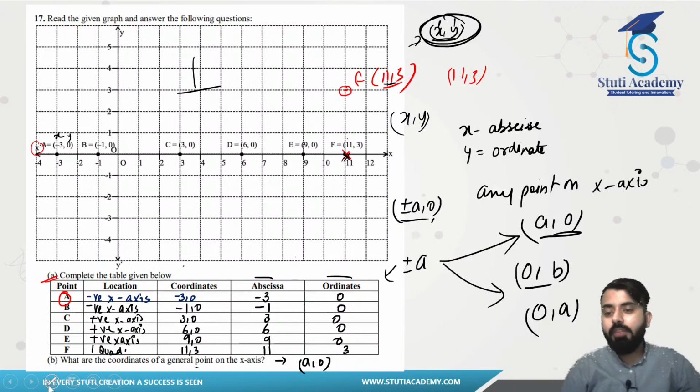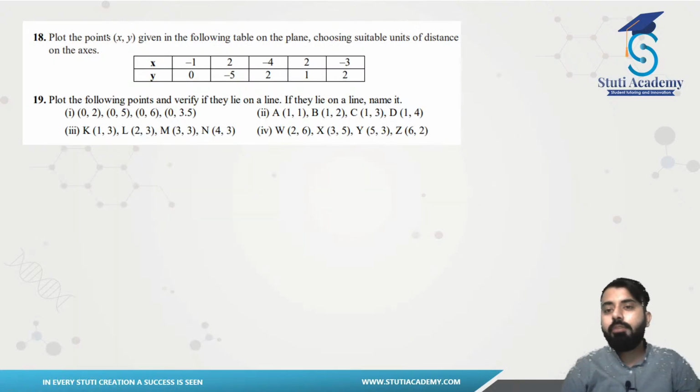Now let's see what we have in our 18th sum. We have to plot these points and we have to use suitable units for the distance on axis. Now guys, see, they have asked you to choose any of the intervals, any distances between the two intervals. I can see there are not larger values here, just 1, 2, 3 kind of like that. So I can take a distance of 1 unit, or you can say 1 centimeter on graph.